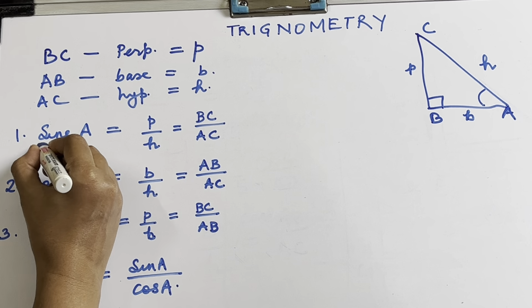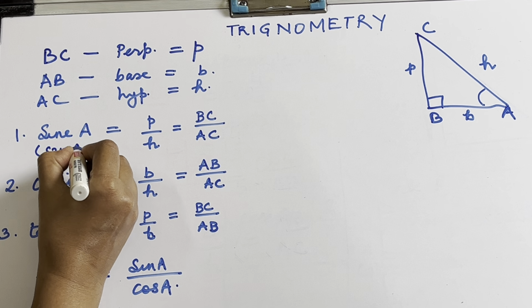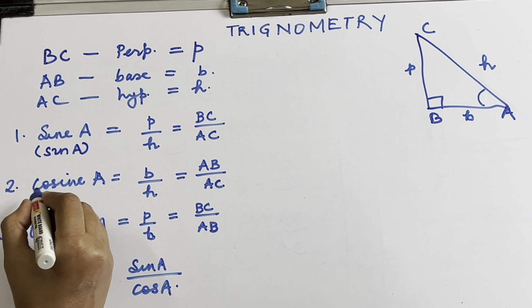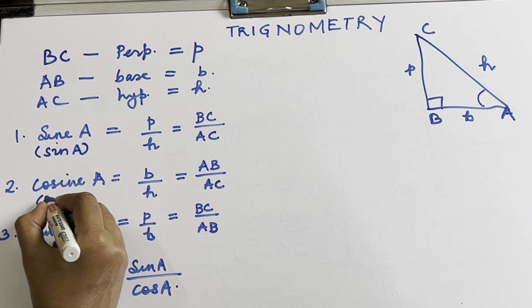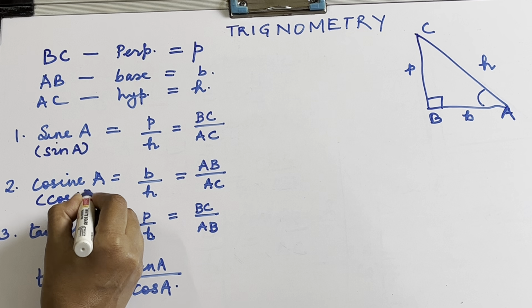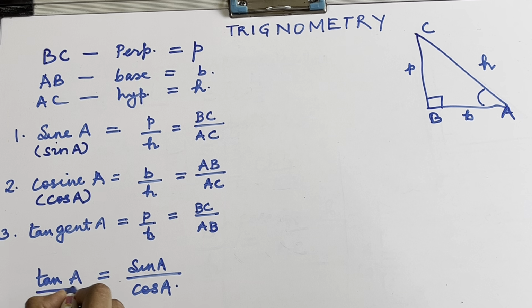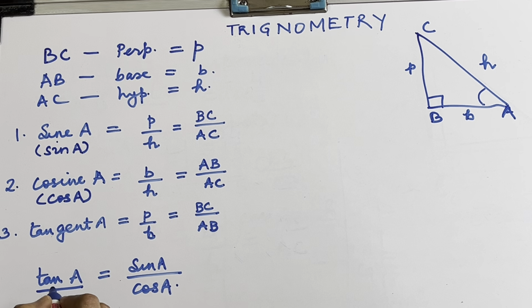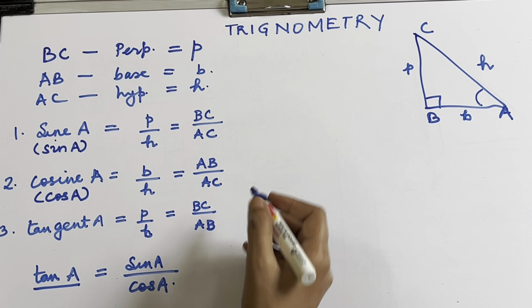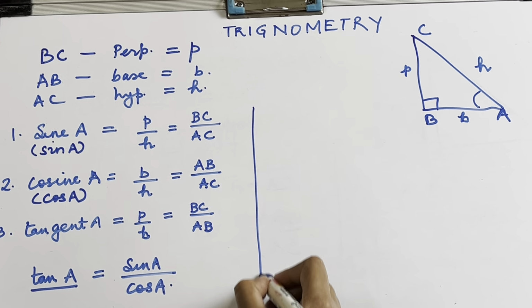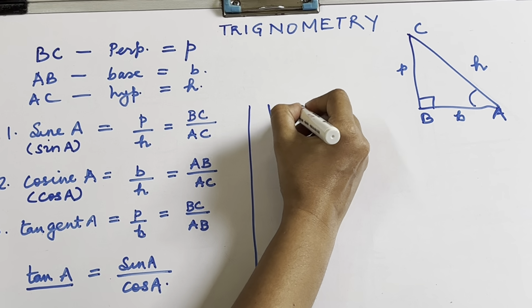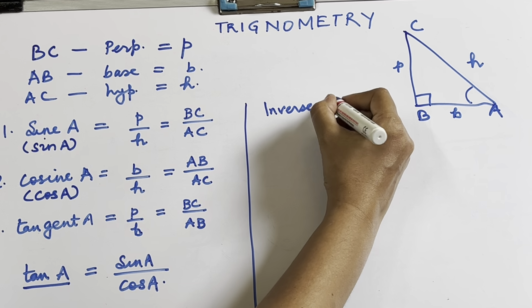The short form of sine A is sin A. Cosine A can be written as cos A and tangent A can be written as tan A. Now the remaining three ratios are the inverse of these three basic ratios.